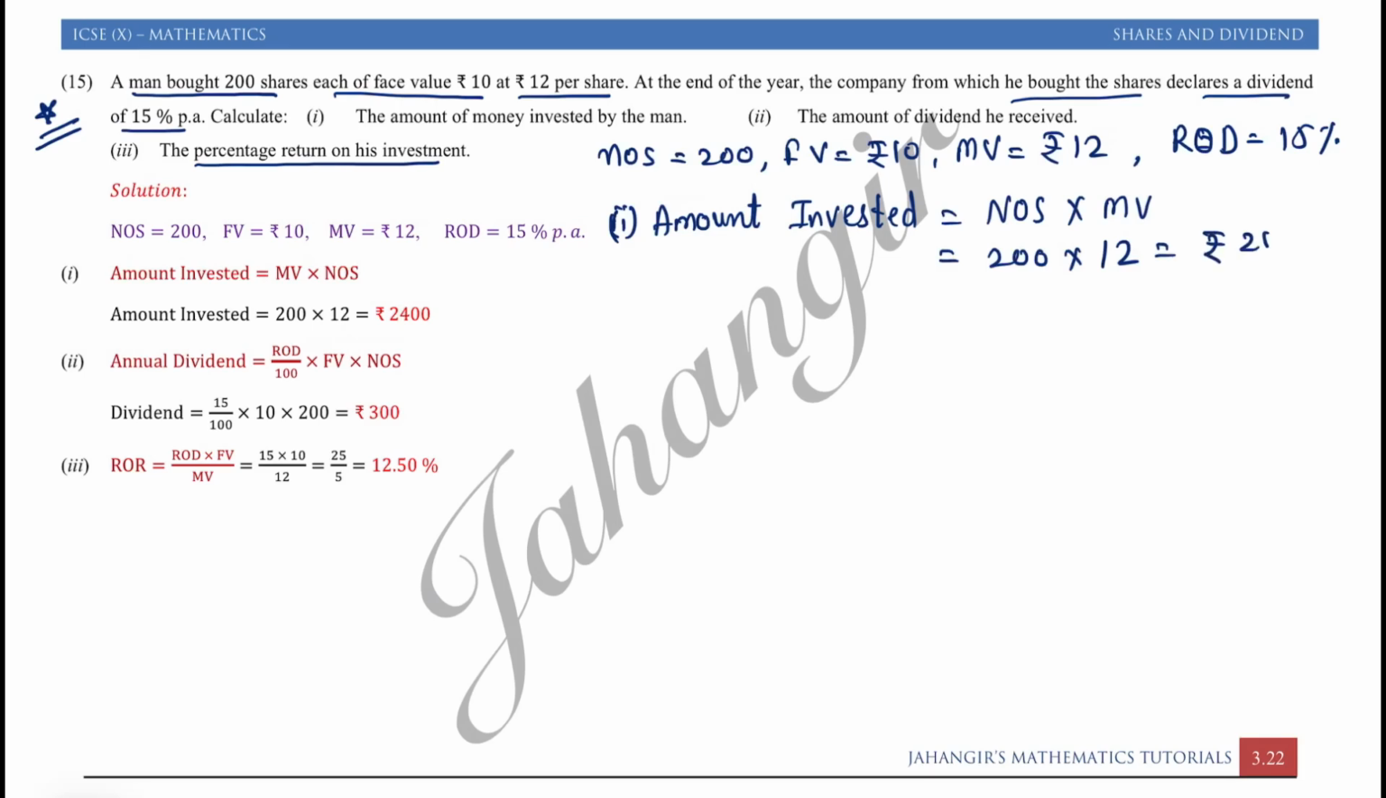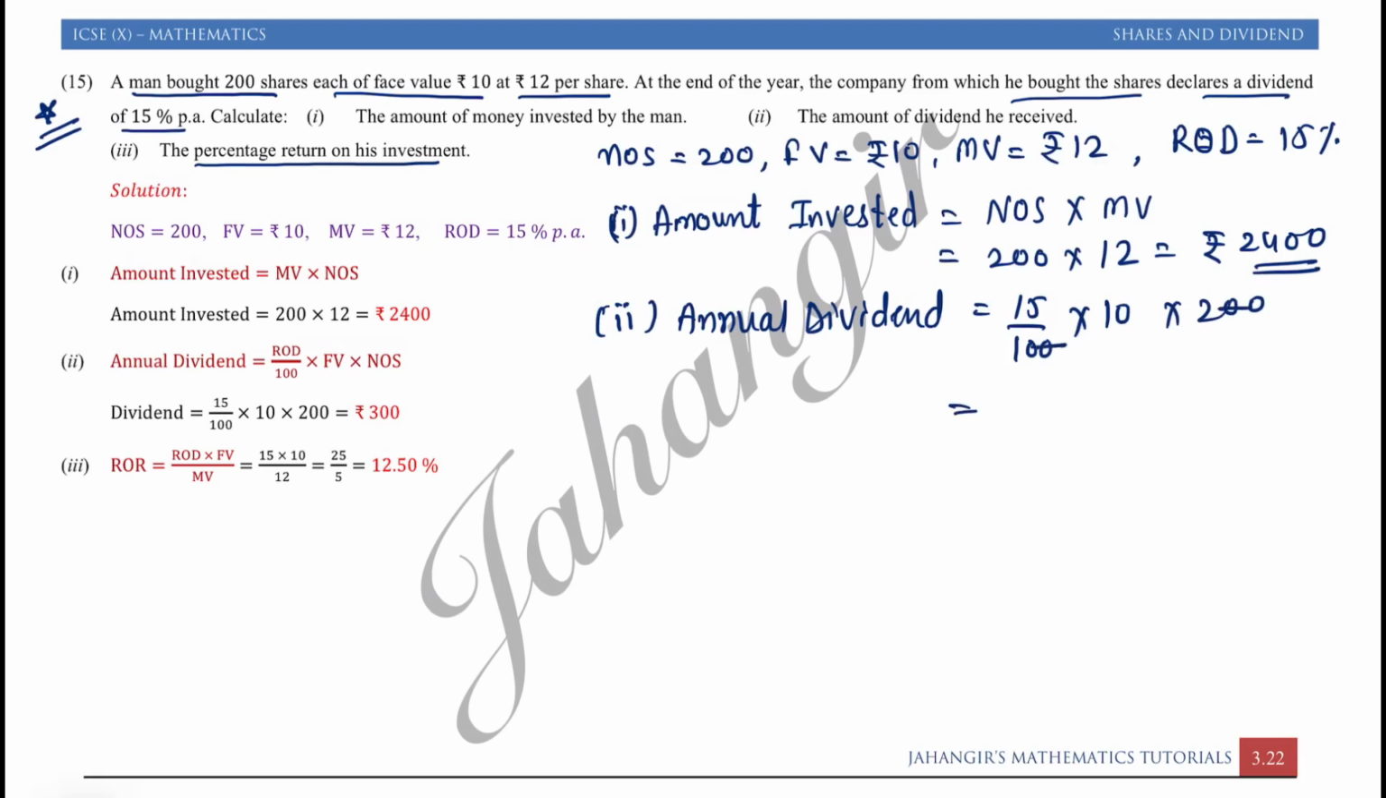Rupees 2400. This is the amount invested by the man. For the second part, we want the annual dividend. The formula for annual dividend is equal to rate of dividend 15 upon 100 into face value 10 rupees into number of shares 200. Zeros get cancelled, 15 twos are 30, 30 into 10 is rupees 300. Annual dividend is 300 rupees.